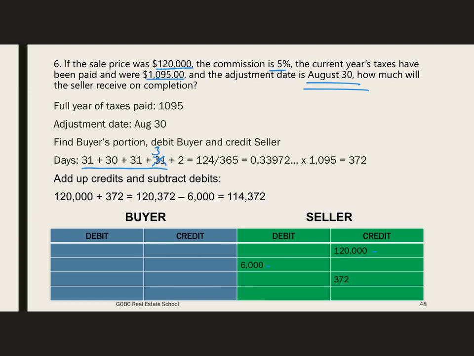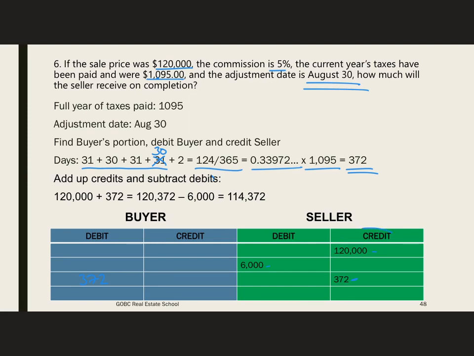So you count up the days, so 4 full months, which would be 122 days. This is actually a typo here. It should be 30. So 122 days plus the 2 days in August. So August 30th and August 31st would be 124 days out of 365 in the year that the buyer is responsible for. So you do that division, you get the portion of the year that the buyer is responsible for, you multiply it by the tax, and you get your $372. So $372 would be a credit to the seller, and it would also appear as a debit on the buyer's statement.